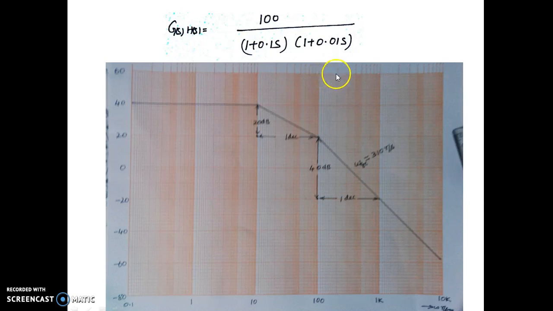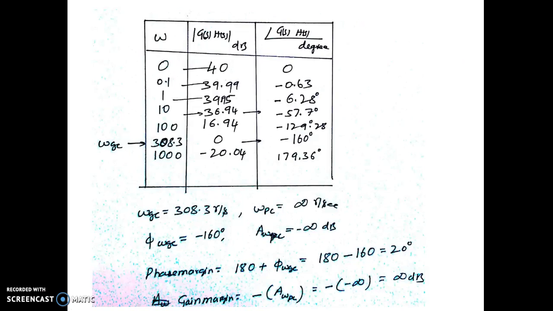This is 100, this is 200, this is 300. So this is somewhere close to 310 radian per second. So this is omega GC. Actually, in the earlier videos, we found omega GC from calculation using the equation. Omega GC was coming out to be 308.3 radian per second, and omega PC was infinity.